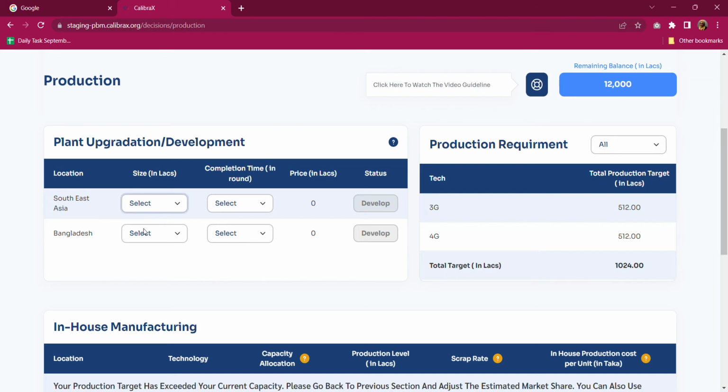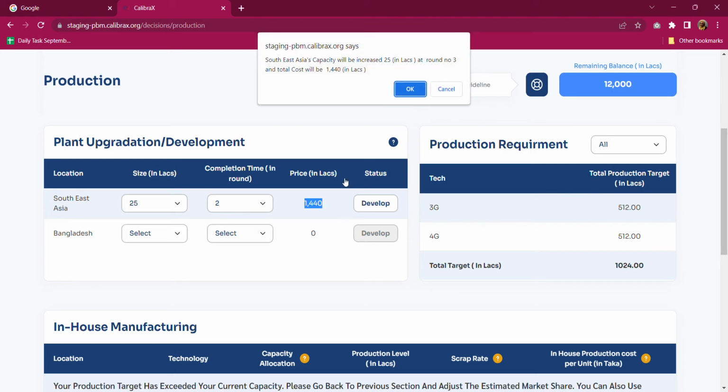Here we can see there are three sizes, 25, 48 and 100, and there are two indications of when the plant is available. We can have this plant in round 1 after a round, and we can also have it available in the third round, and we can see the price we have to allocate for this plant.